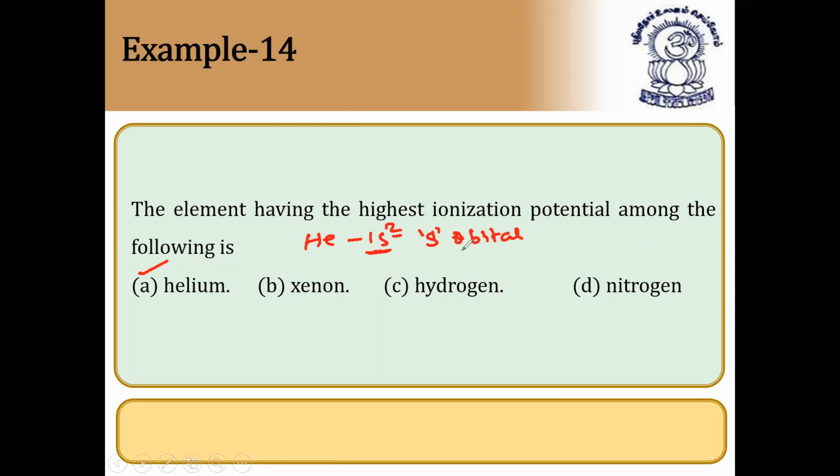And moreover, it is completely filled. Hydrogen is also 1s1, but in this case helium is completely filled, because the maximum number of electrons an s orbital can hold is 2 only. So since it is completely filled, automatically the ionization enthalpy is more for helium gas. So note down the reason also. Wherever I'm writing the reasons, please note them down in your classwork so that your concept will develop. I hope it is clear. Next question.